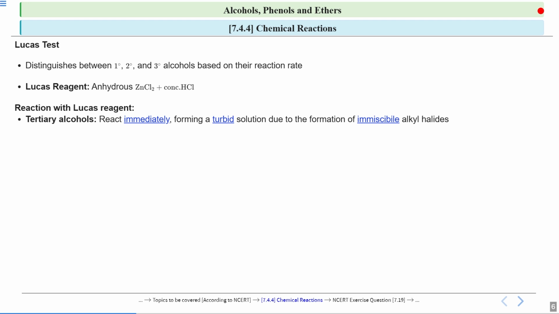A turbid solution is formed when something is immiscible in the given solvent. So your tertiary alcohols react immediately and form a turbid solution. Why? Because of the immiscible alkyl halides.